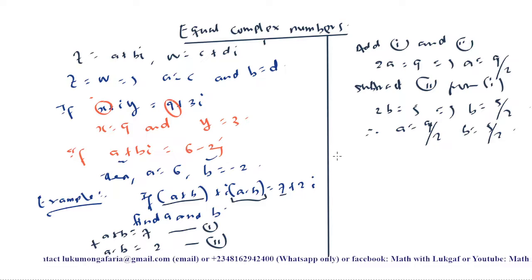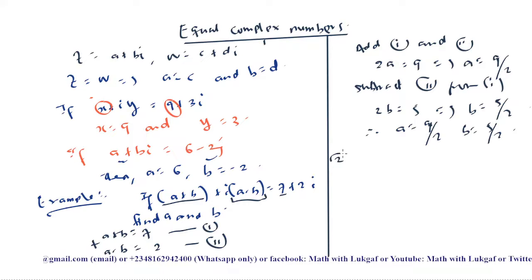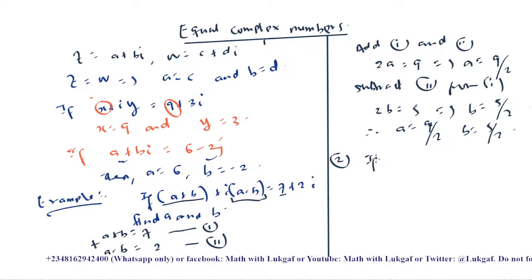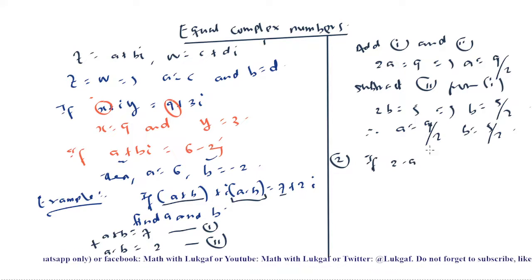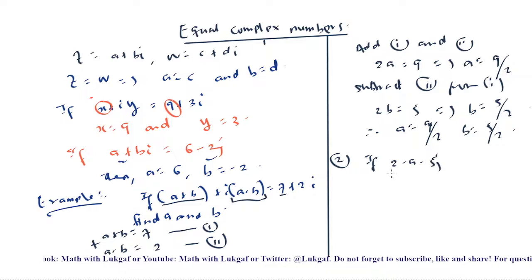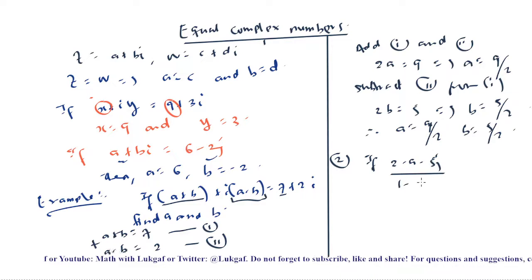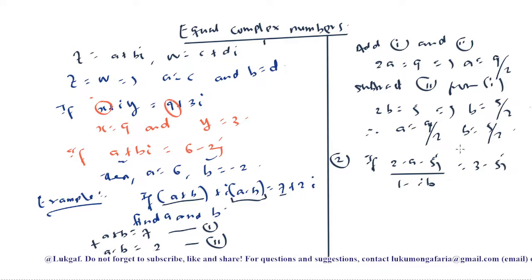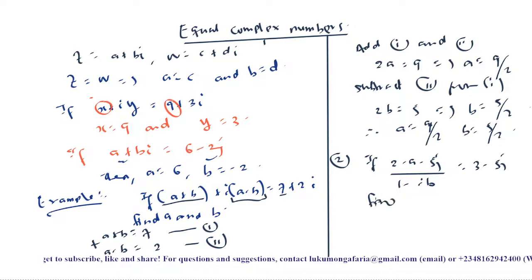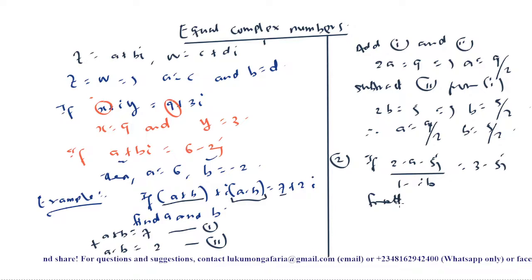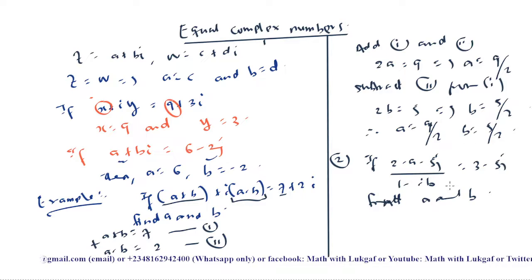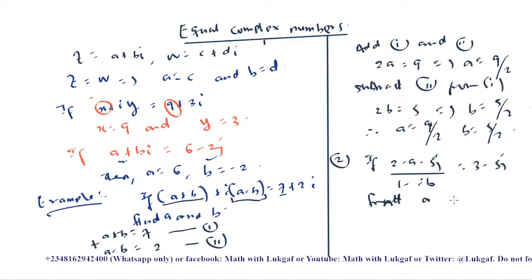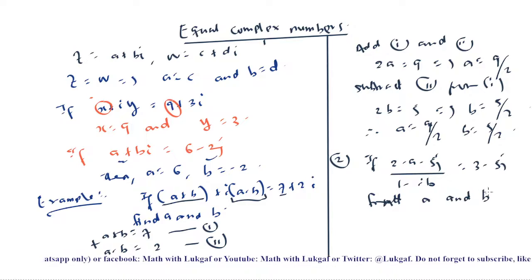To end the video, let me give you another example. Number 2: if (2 minus a) minus 5j divided by 1 minus ib equals 3 minus 5j, then the question asks us to find a and b. So we have to find the value of a and b.